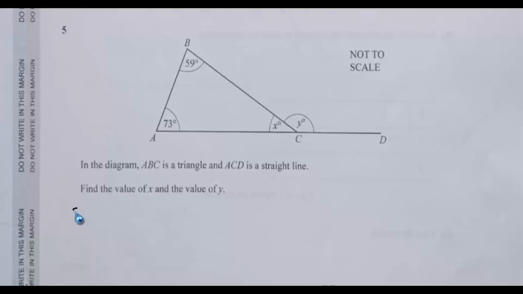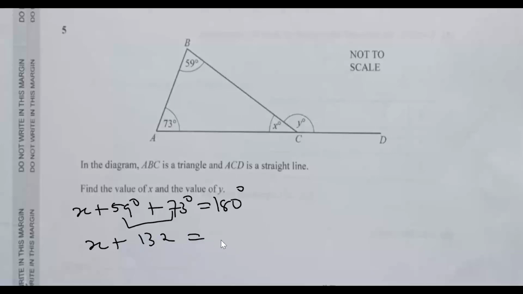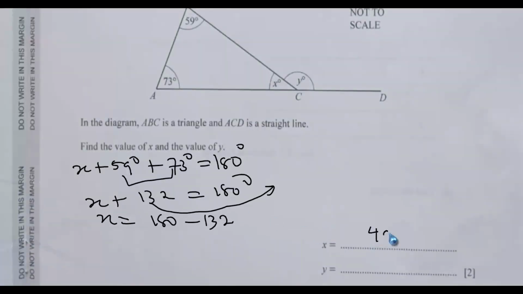So I can say X add 59 degrees add 73 degrees equals 180 degrees. Then if you add these two together, that will give you 132. Then that must equal 180 degrees. If you collect like terms, X is equal to 180 minus 132, and that is 48 degrees. So the value of X is 48 degrees.